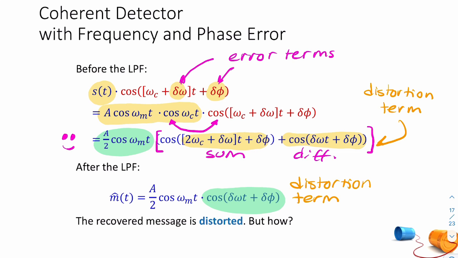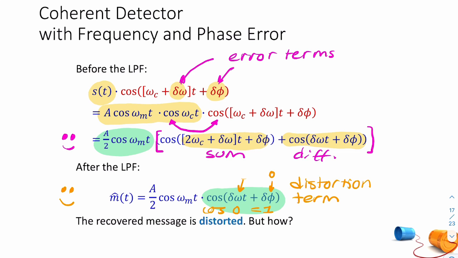So rather than referring to that as the low-pass, as the distortion term, if you consider this to be your distortion term, then if this was 0, and if this was 0, you'd have cosine 0 equals 1, and multiplying by 1 is fine, and everything's good.